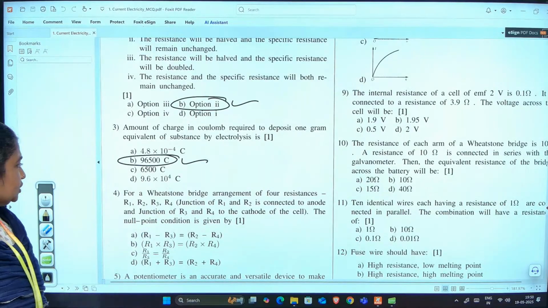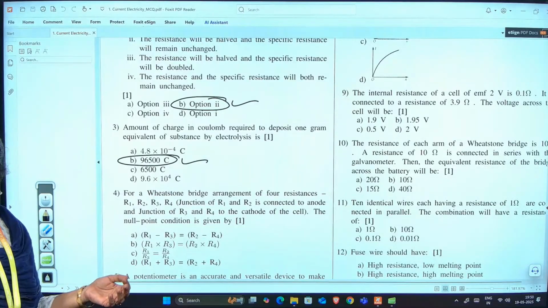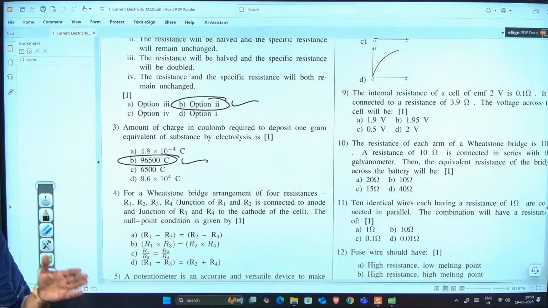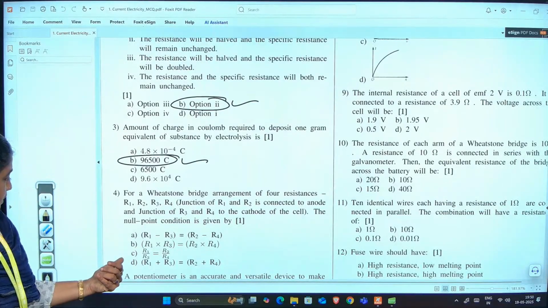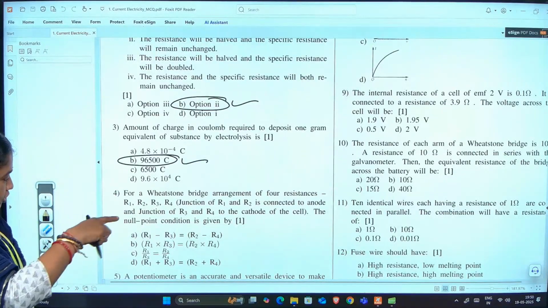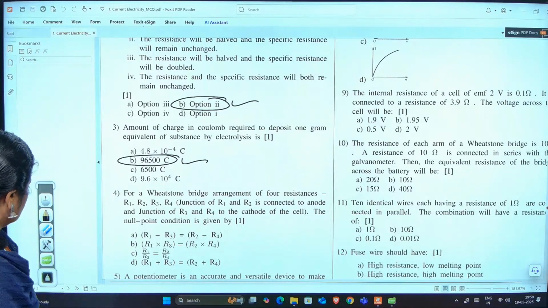Next, for a Wheatstone bridge, the arrangement of 4 resistors is P, Q, R, S. P by Q is equal to R by S. Here the order is given as R1, R2, R3, R4. What is the balancing condition? In a Wheatstone bridge, R1 by R2 is equal to R3 by R4. Cross multiplying, R1 by R4 is equal to R2 by R3.